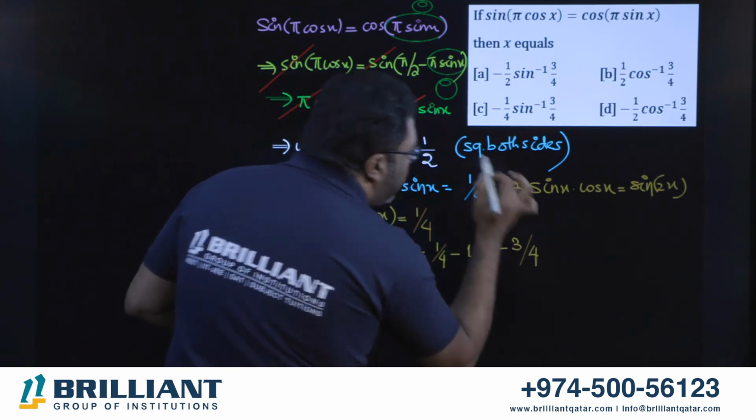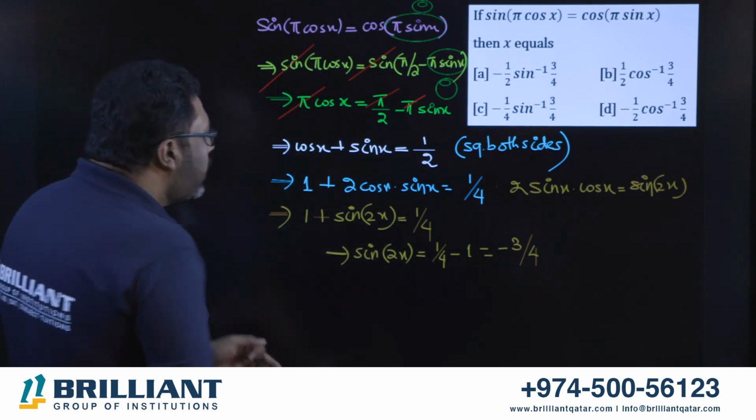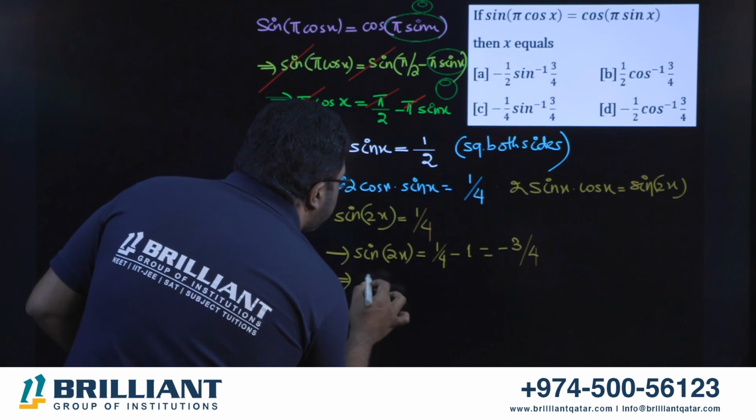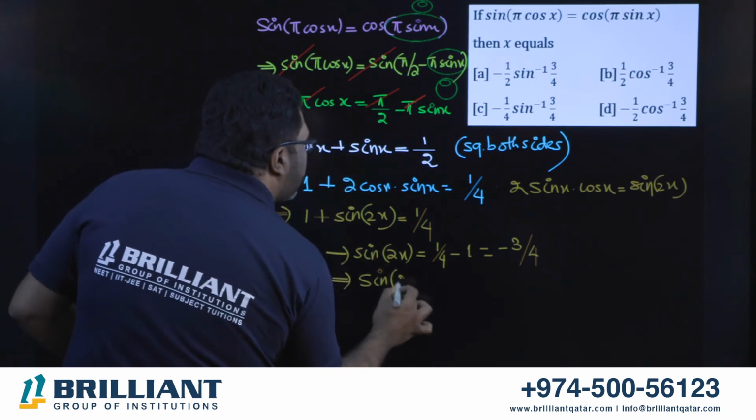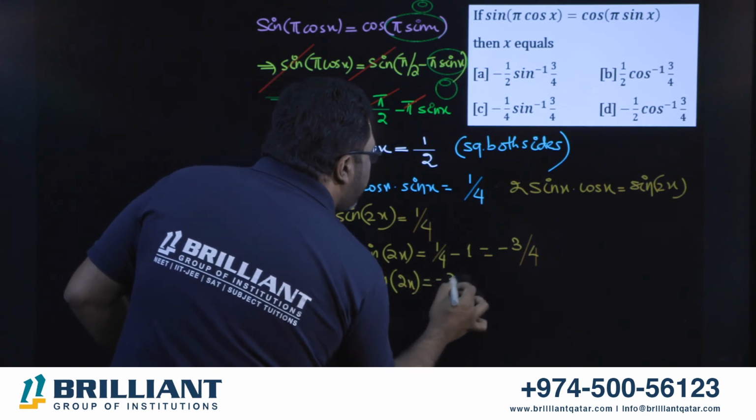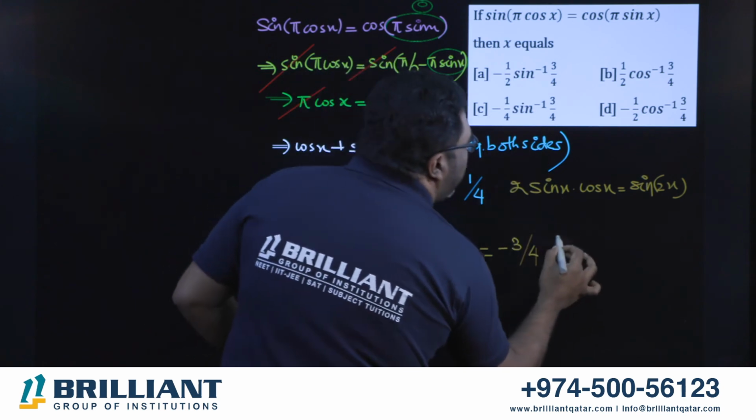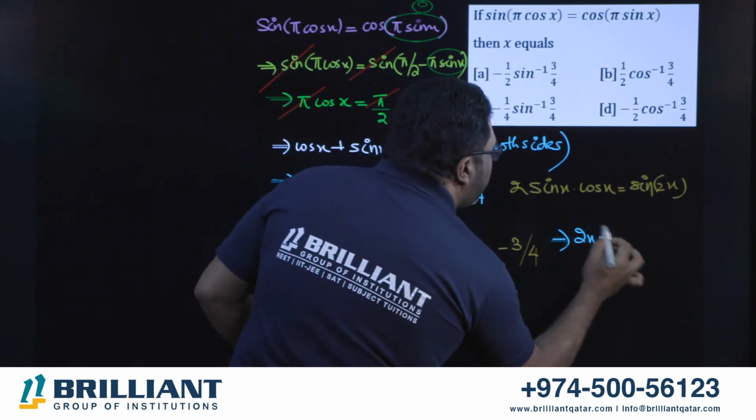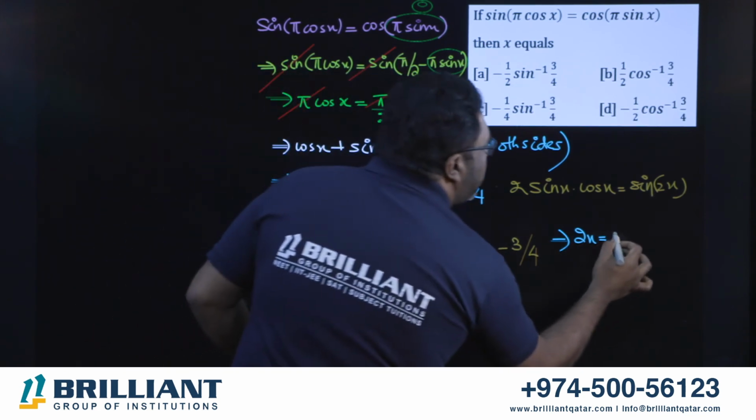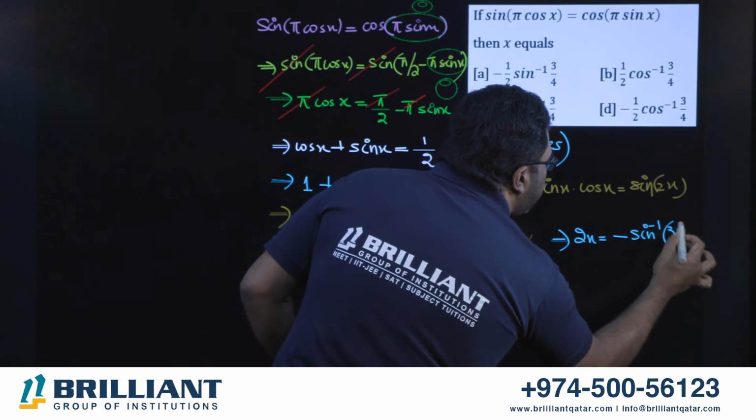Minus 3 by 4. 1 by 4 minus 1 is minus 3 by 4. Okay, so that implies sin 2x is equal to minus 3 by 4. Sin 2x is equal to minus 3 by 4, which implies 2x is equal to sine inverse of minus 3 by 4, which is minus sine inverse 3 by 4.